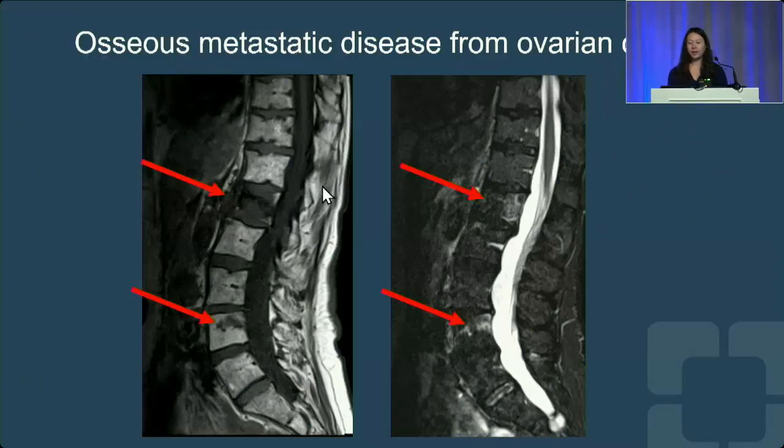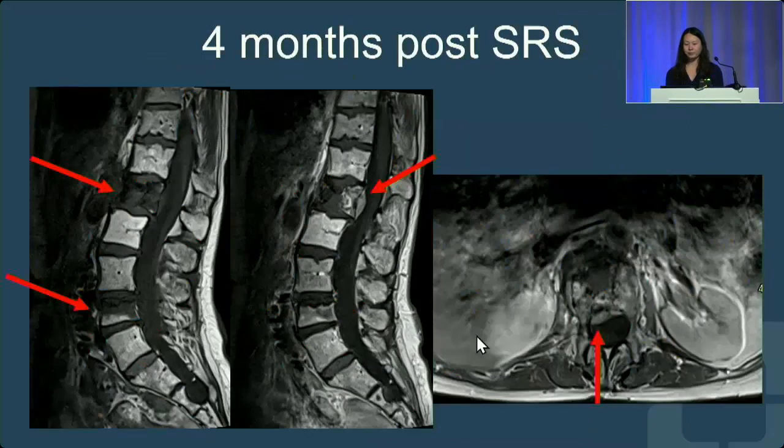Here's a lady who has osseous metastatic disease from ovarian cancer. And you can see that she has multiple levels affected. On T1, there's this dark signal where there's a superimposed pathologic compression fracture. Also in the L4 vertebral body, she has some osseous metastatic disease. And they have corresponding signal hyperintensity on the STIR. So she ended up getting stereotactic radiosurgery to both of these levels.